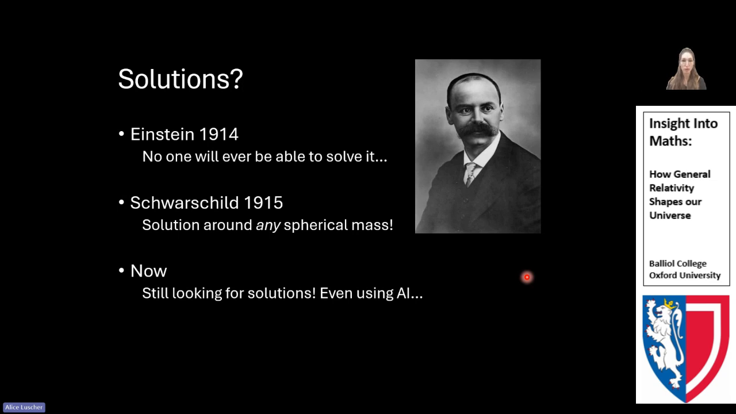But only 1 year after, there was this guy, Schwarzschild, a German soldier. He was fighting in the trenches in the First World War, and he got a bit bored there, so he decided, I would rather try and solve Einstein's equation. And he actually managed to find a solution, and not just a solution. He wrote down the solution that describes space-time around any spherical mass.